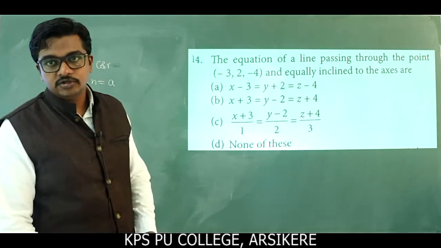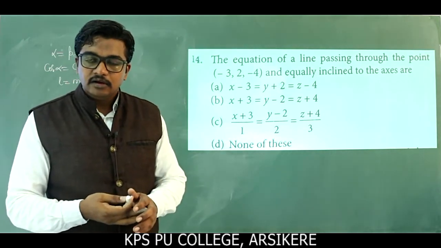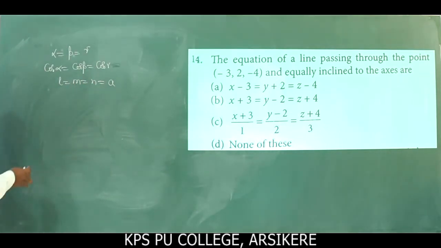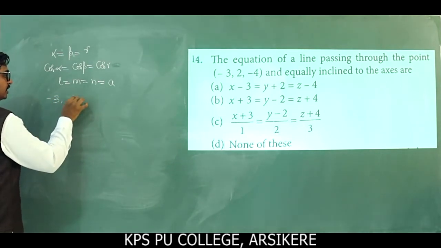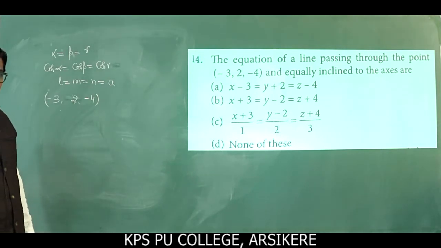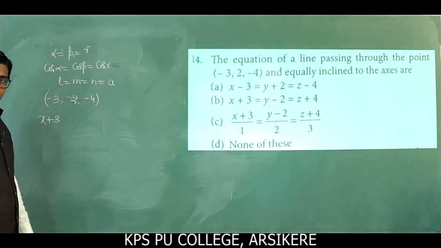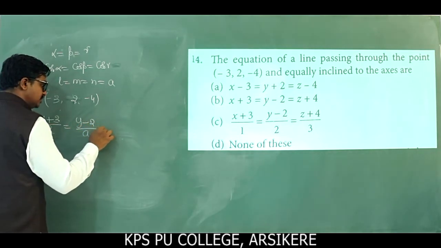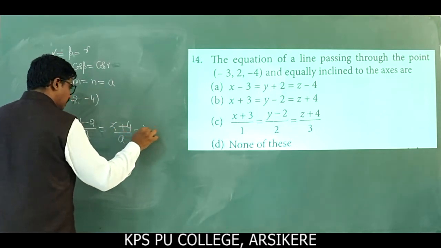The numbers which are proportional to direction cosines are called direction ratios. So directly we can write the direction ratios as a and a, because they are equal here. Therefore the equation of the line passing through the point (-3, 2, -4) with direction ratios a and a becomes (x + 3)/a = (y - 2)/a = (z - (-4))/a, which is z + 4, divided by a, equal to some lambda.